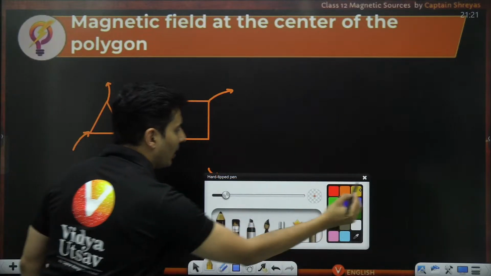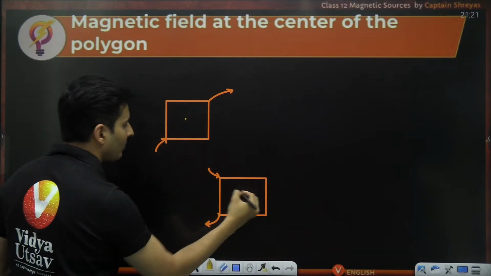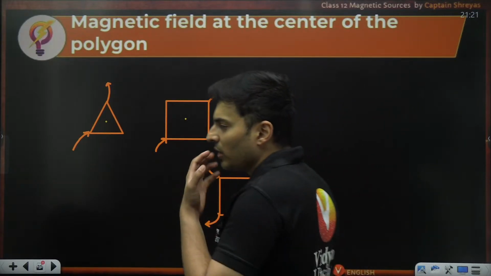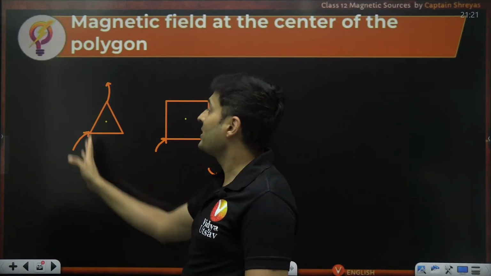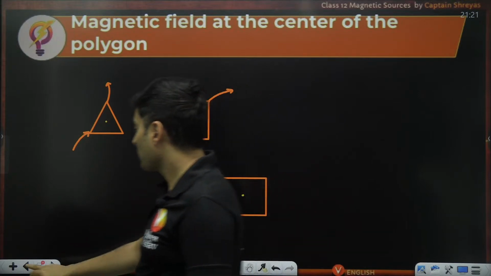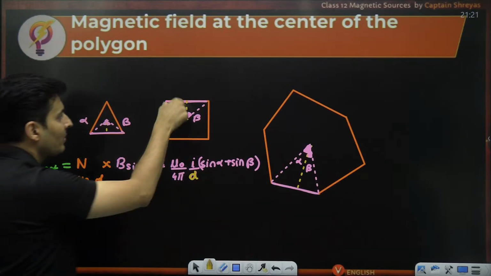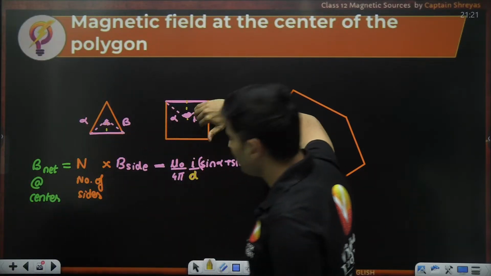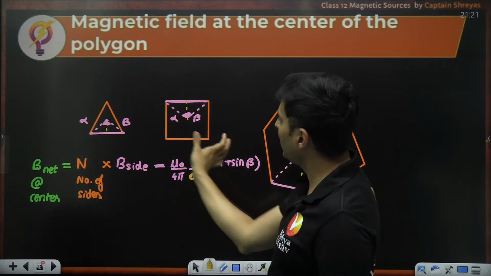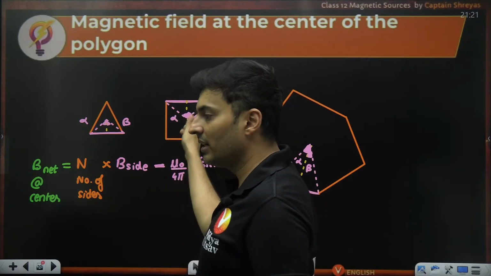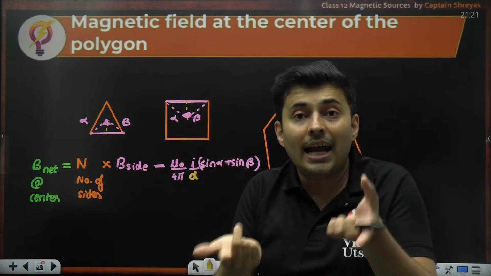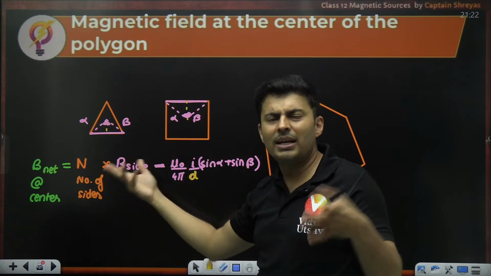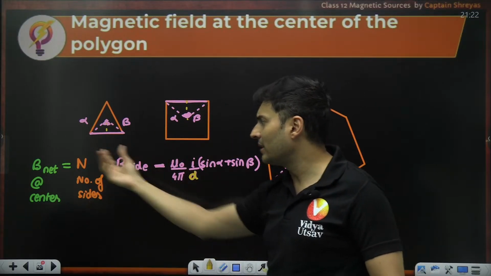Now I ask you, what is the magnetic field at the center? Everybody will be like, sir, now what to do? Now we can't do that because some of them will add, some of them will subtract. In the previous diagram, if this side's magnetic field is this way, this side will also give the same way, and all of them will add the fields to give you the net field.